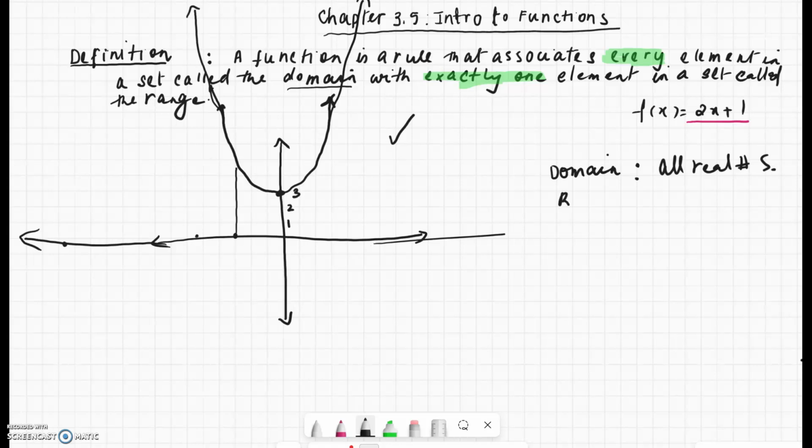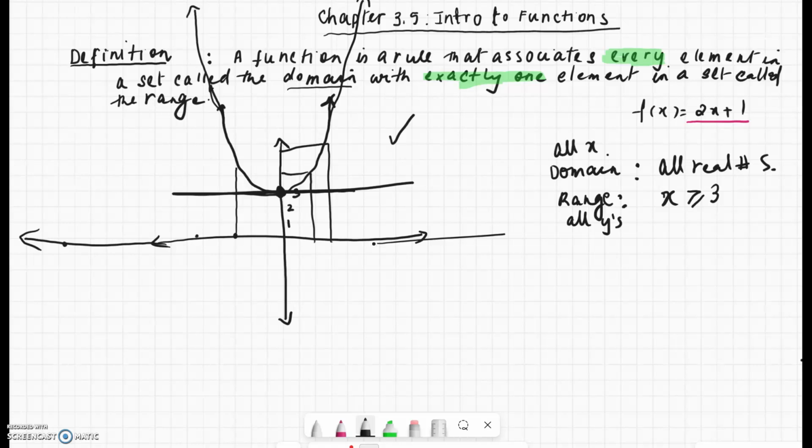So what is the range of the function? It is all the y's basically. If I plug in an x, I get a y. But no matter which x I plug in, the y will always be greater than or equal to 3. So the range of this function is all reals greater than or equal to 3. So the range is all y's and the domain is all x's.